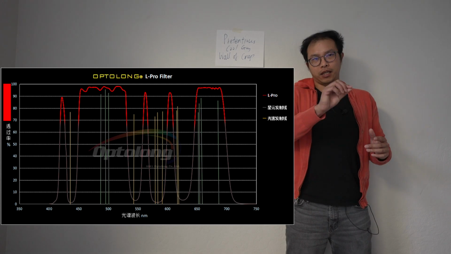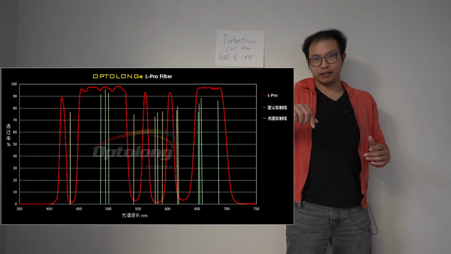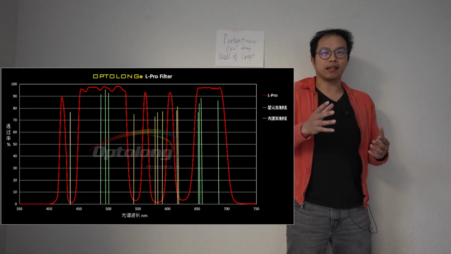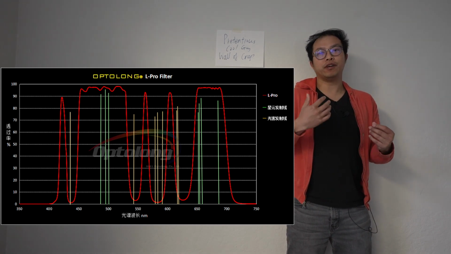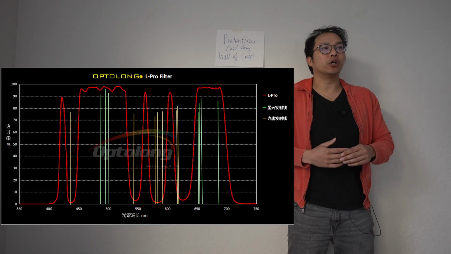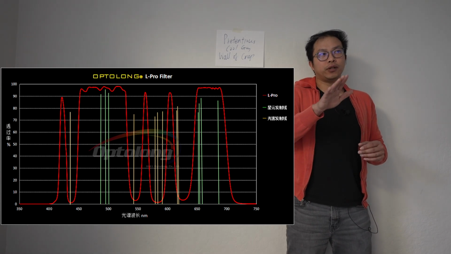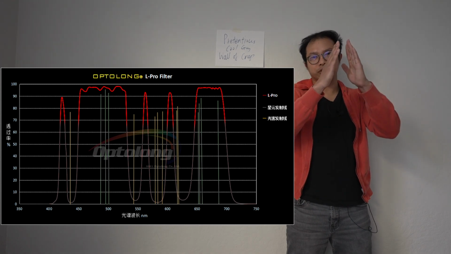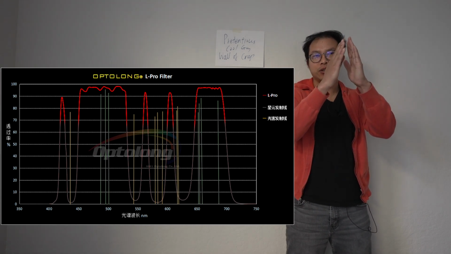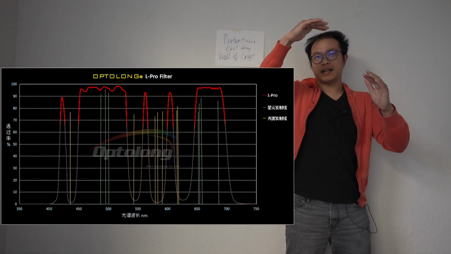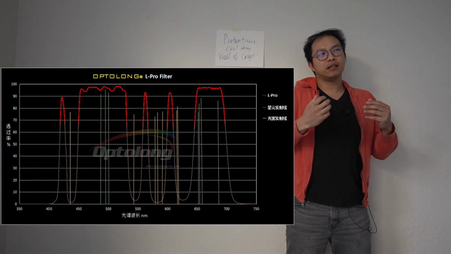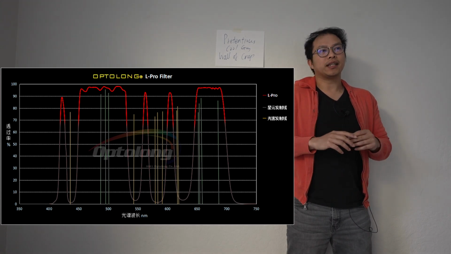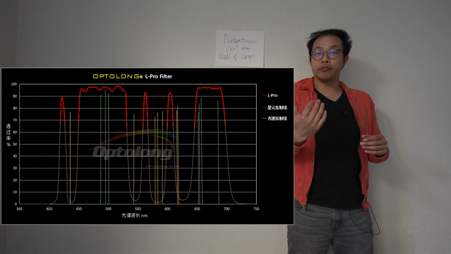So here, if we follow the red line, the red line is telling you what the filter is allowing through and what the filter is blocking out. So if we look at the peaks of the red line, they're sort of like mountain peaks or high plateaus. These are the regions along the visible light spectrum that the filter is allowing through.